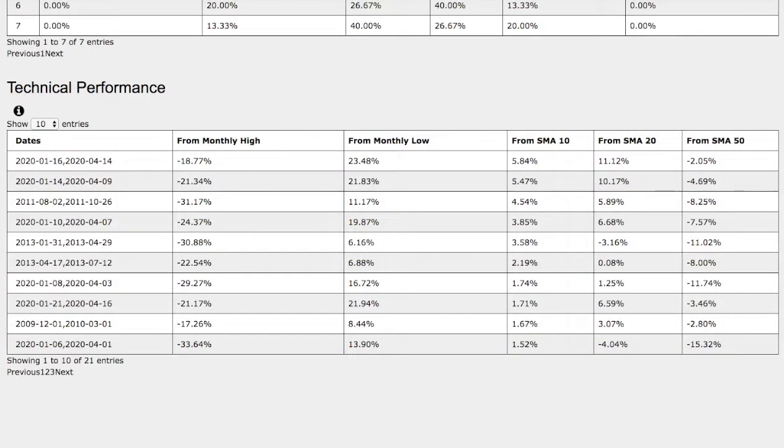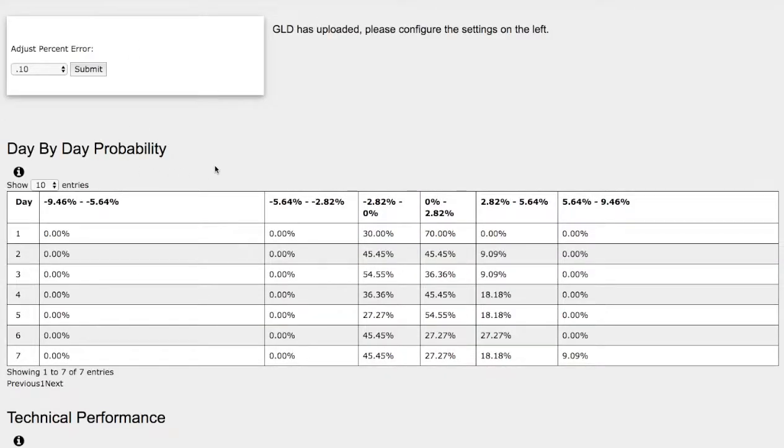So let's examine the day-by-day probability model for gold futures. As the days progress to the 7th day, we have a 27% chance for gold miners to climb between 0 and 2.8%. On the extreme case, we have an 18% chance for between 2.8% to 5%, and the extreme case here, 9%, between 5.6 to 9%. And on the other hand, we have a 45% chance for gold miners to fall between 0 and negative 2.8%.